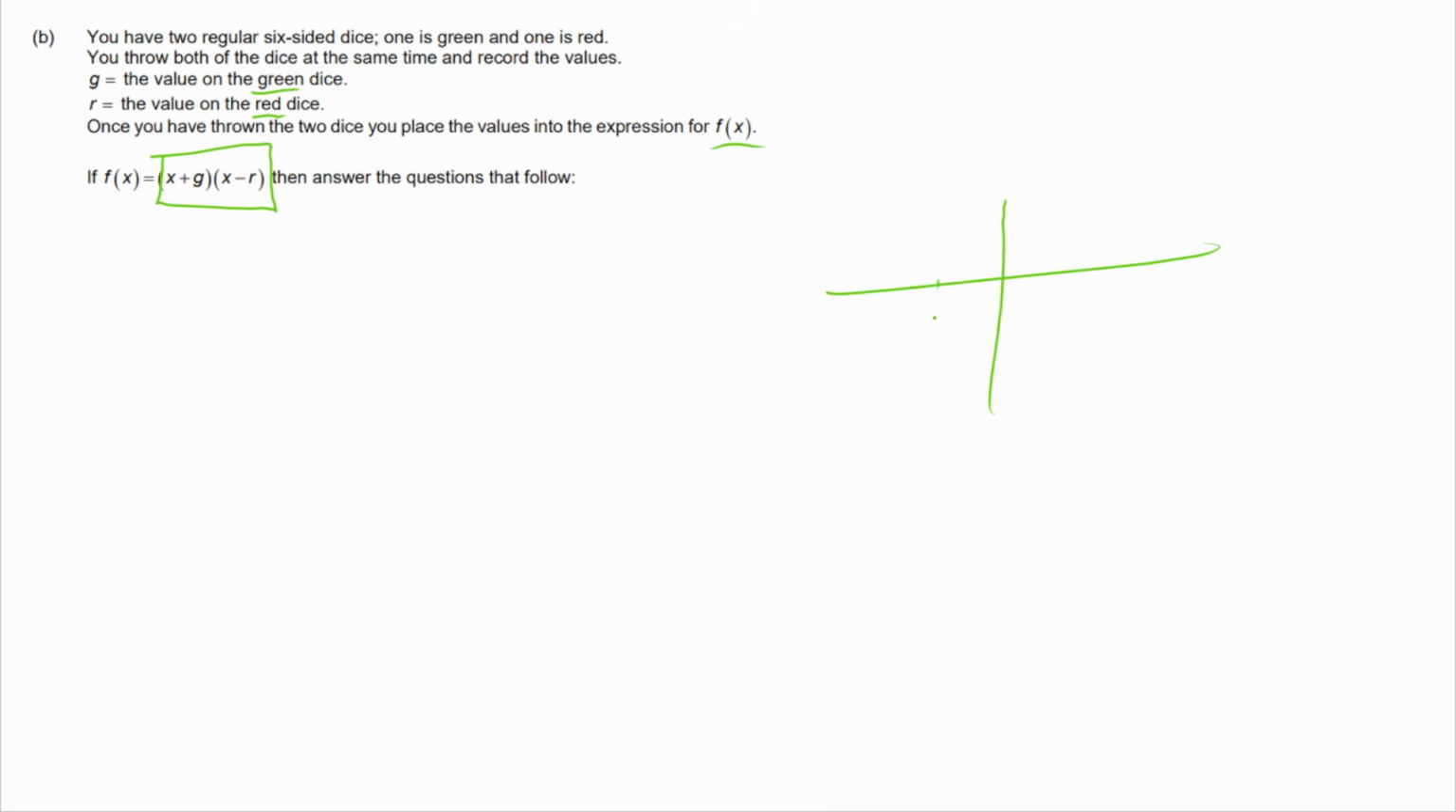One of the roots here will be at negative g, and the other root will be here at positive r. So we know our parabola will look something like this. That's important to identify. I know things are looking very weird right now, but keep it simple. Look at the basics. It's just a parabola.